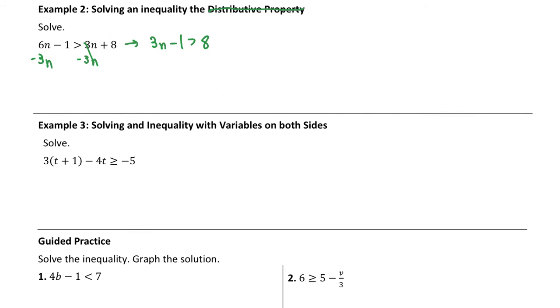Then it becomes a 2-step inequality. Next, add 1 to both sides. 3n is greater than 9. And then divide both sides by 3. So n is really greater than 3.